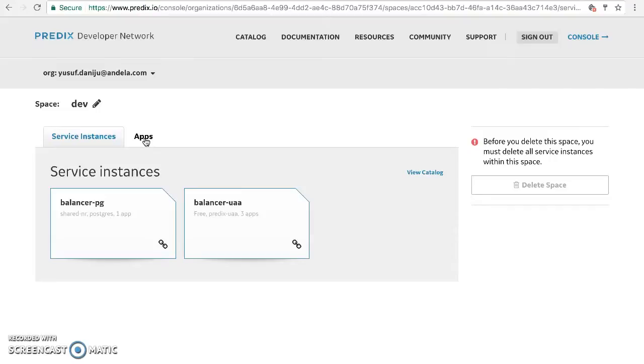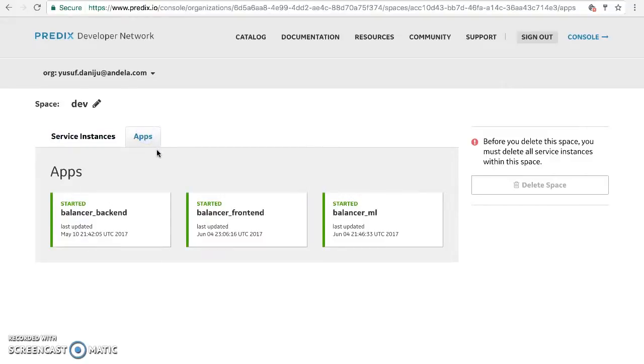In order to solve these problems, we decided to use Balancer PG, which is a Postgres service, and also the UAA, which is the UAA service on Predix, in order to secure our app, and the PG, which is Postgres, in order to persist any data that we need.